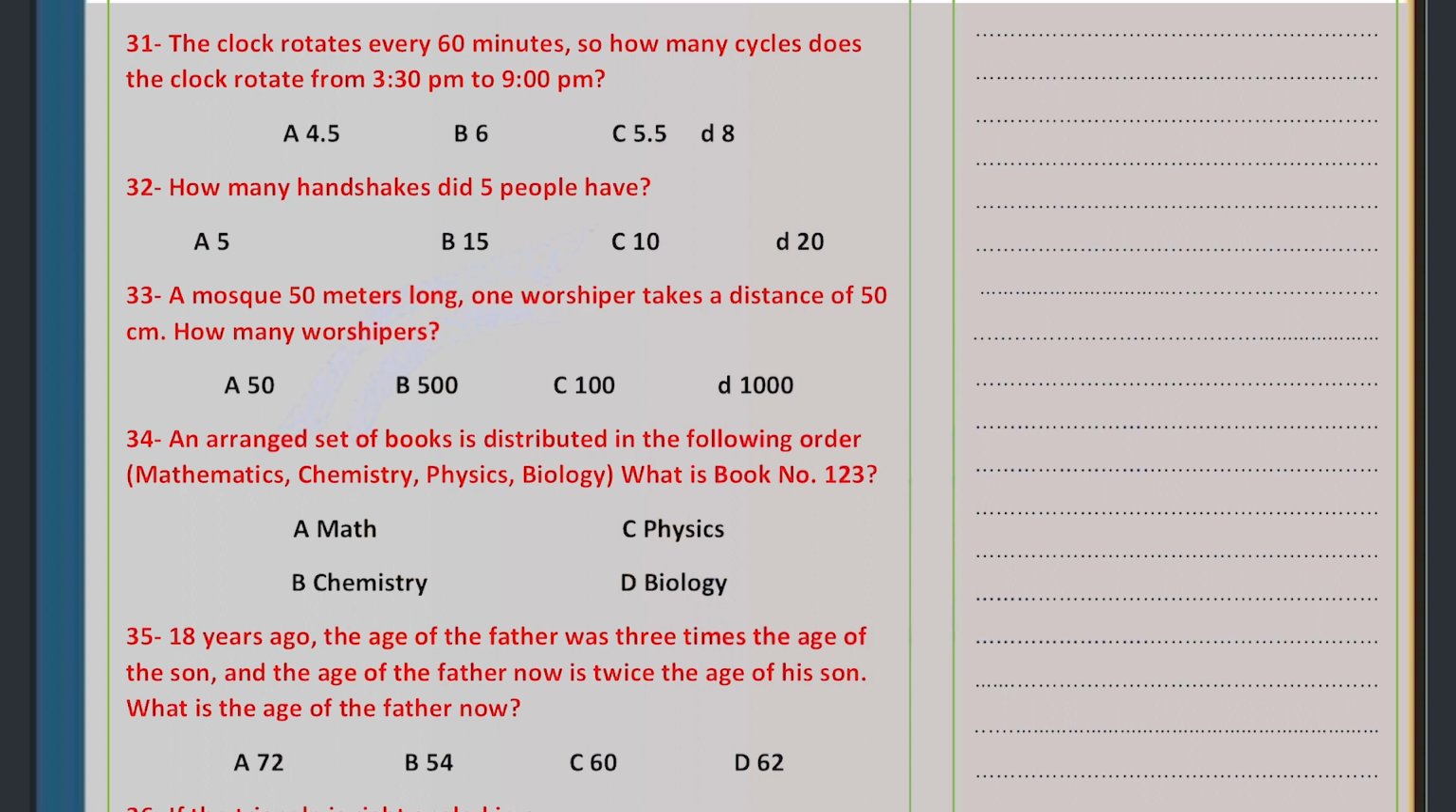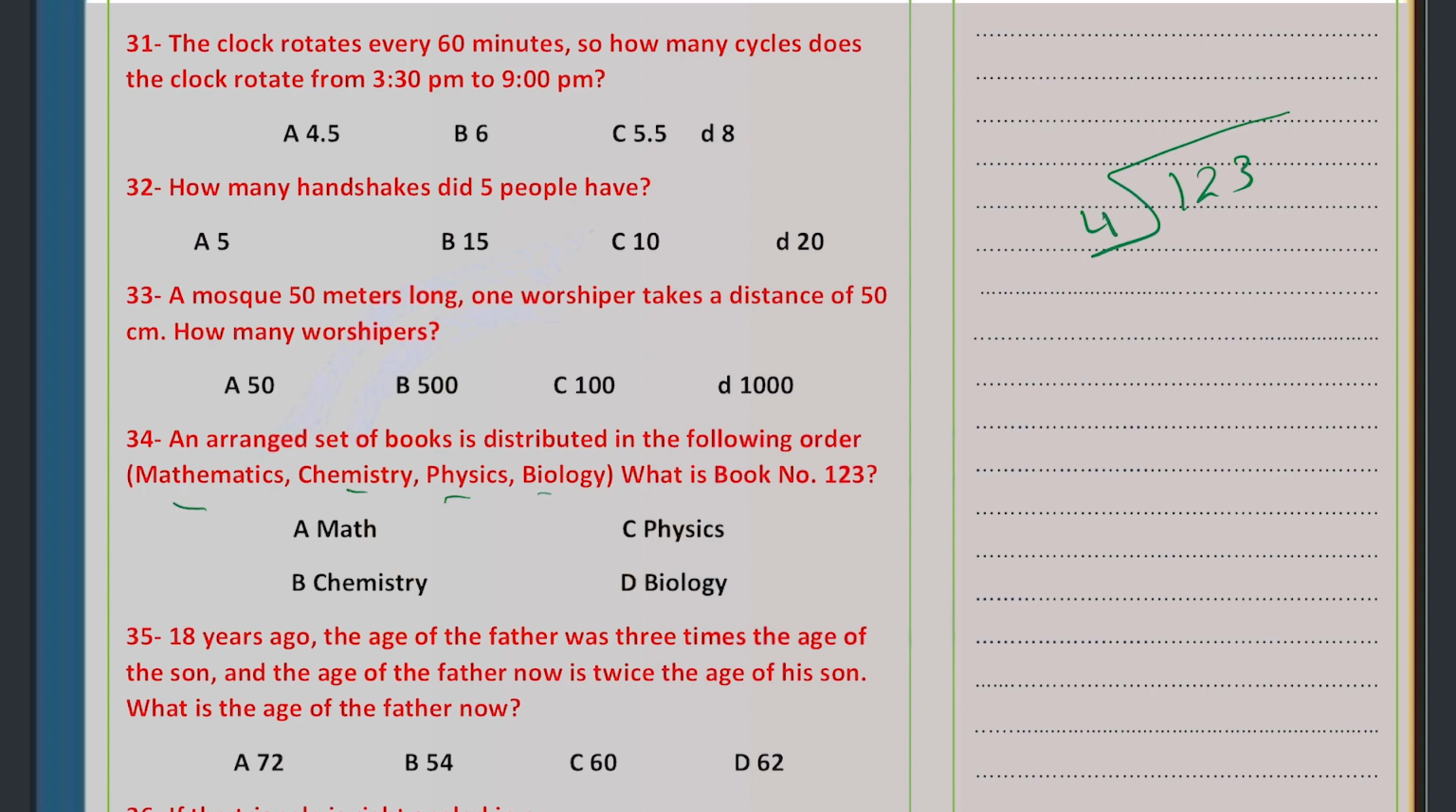Question number 34. An arranged set of books is distributed in the following order: math, chemistry, physics, biology. What is book number 123? Long division, 123 divided by 4. Why 4? Because I have 4 books.